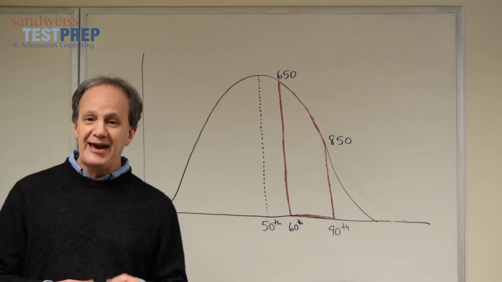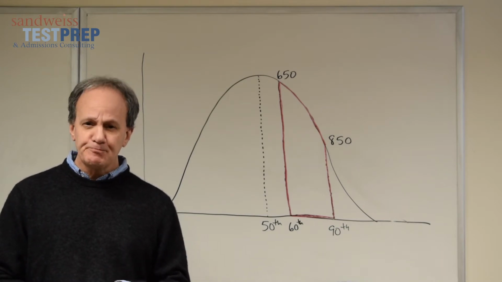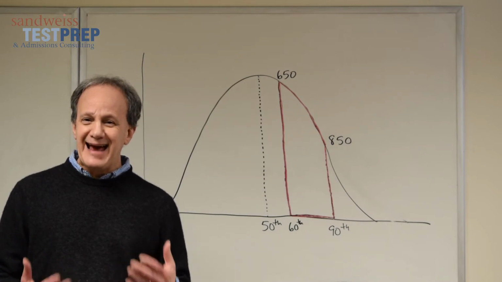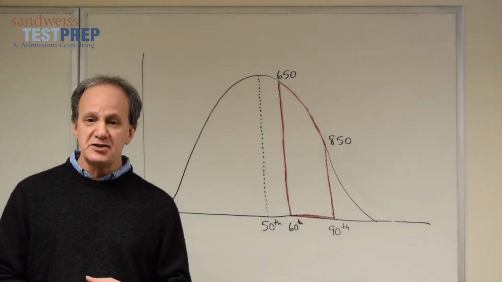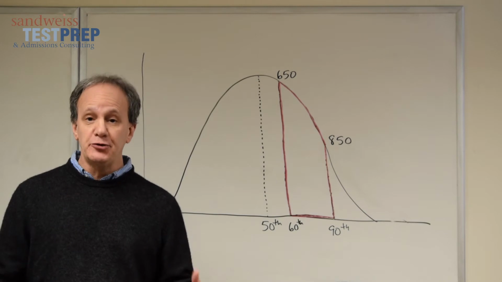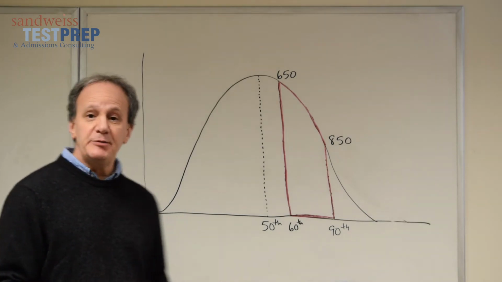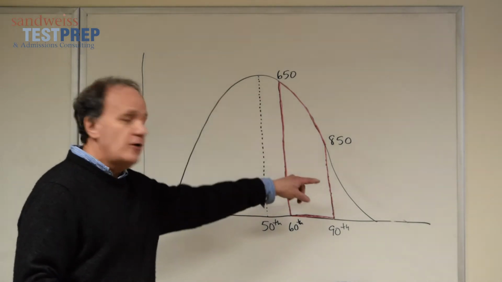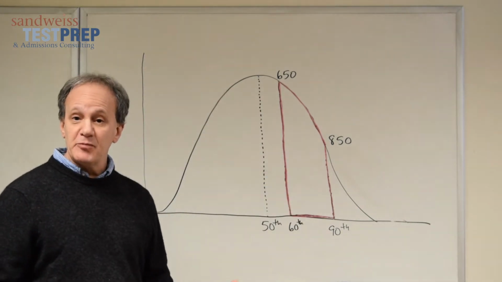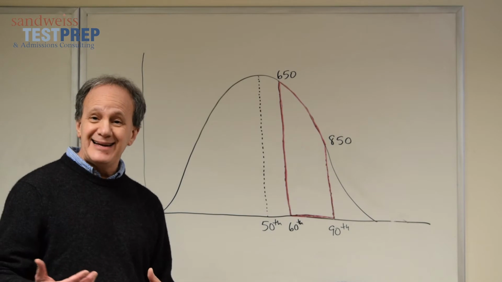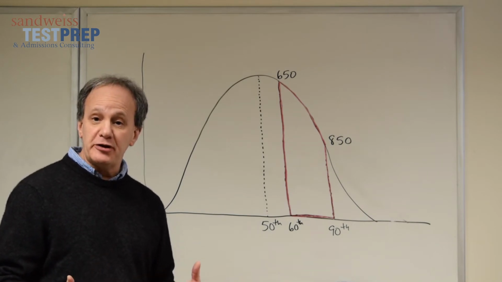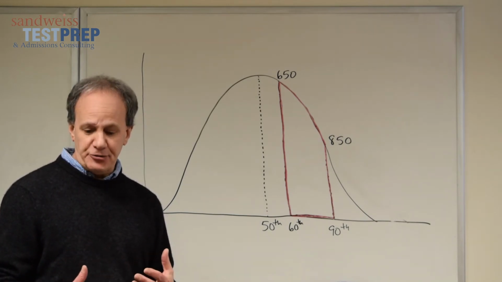Now, this is a somewhat difficult problem, but it involves an elementary concept of statistics known as a normal distribution. You may have heard it referred to as a bell curve, simply because the shape of the curve resembles the shape of a bell. The important point here is that a normal distribution is perfectly symmetrical.